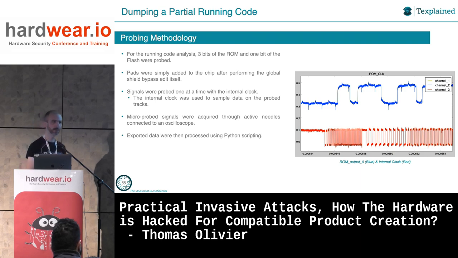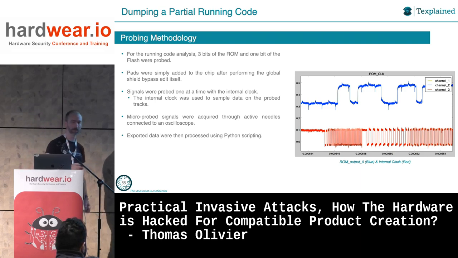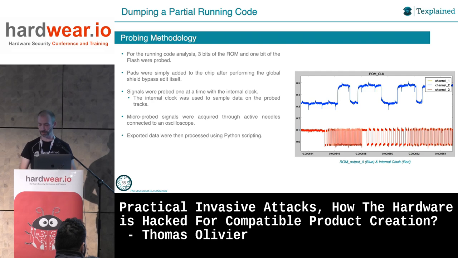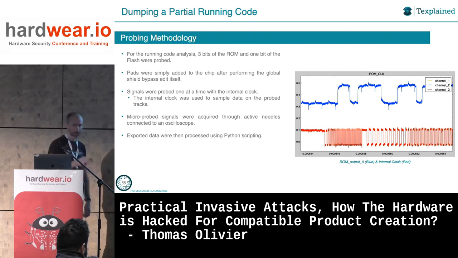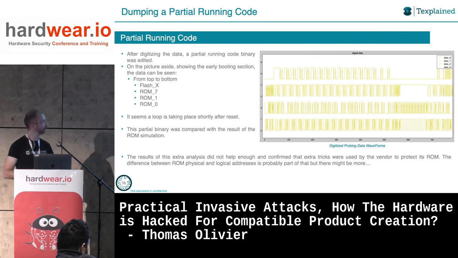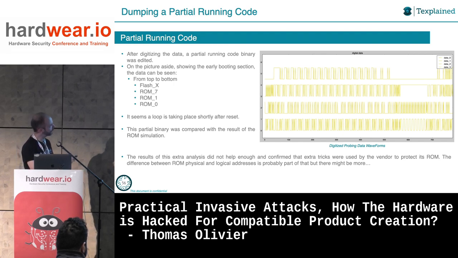It's interesting to get the internal clock, because now you can sample with it and synchronize to it. That's very useful to have. So we digitized the bits we extracted: 3 bits for the ROM, 1 bit for the flash, and this is running code, no? We see activity at the beginning, and then it enters some kind of loop.